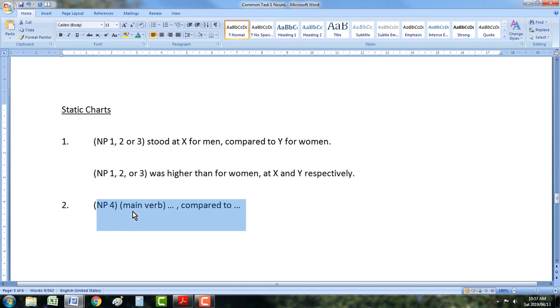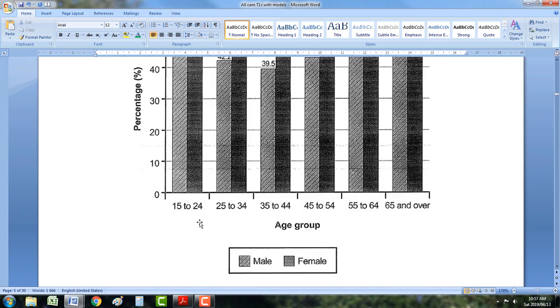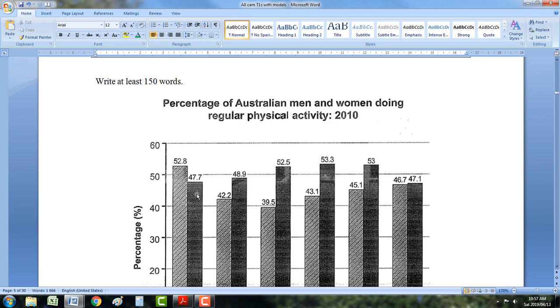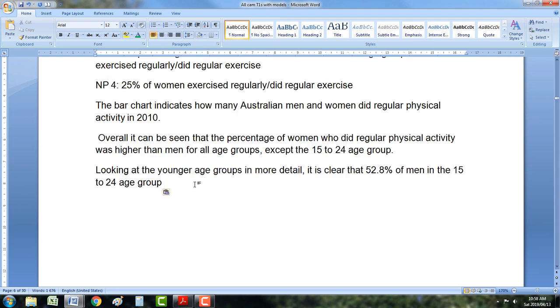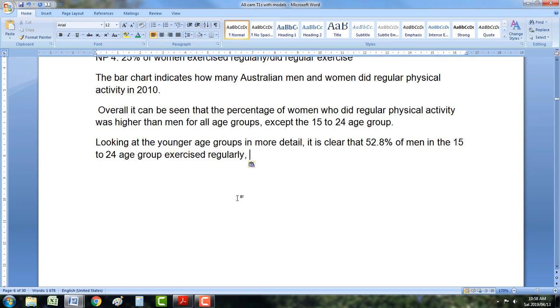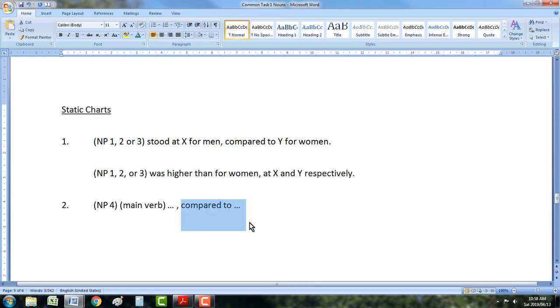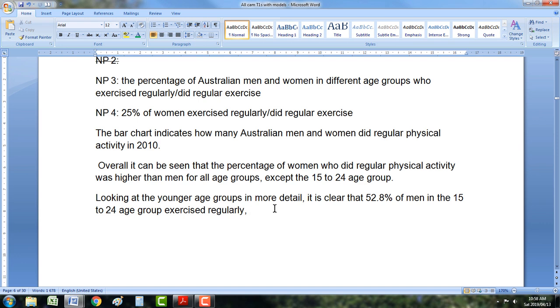Right, then we're going to use one of our sentences. Finally, let's start with noun phrase 4 because that's what I want to focus on today. So X% of men exercised compared to Y% of women. And what have we got? Let's start with this youngest one. 15 to 24 years old, 52.8, 47.7. So there's the noun phrase, 52% of men. There's the age group, it goes after the noun phrase. Then we want our main verb, exercised regularly or did regular exercise. And then what do we have? Compared to something percent for women. Rather, of women. Great. So there we've got a very nice sentence using noun phrase 4.